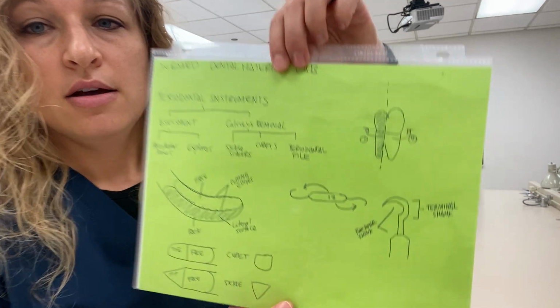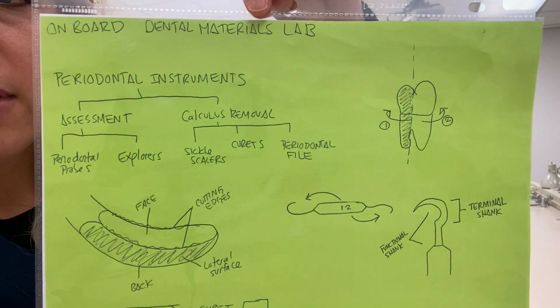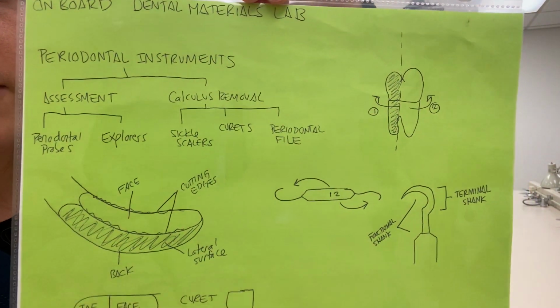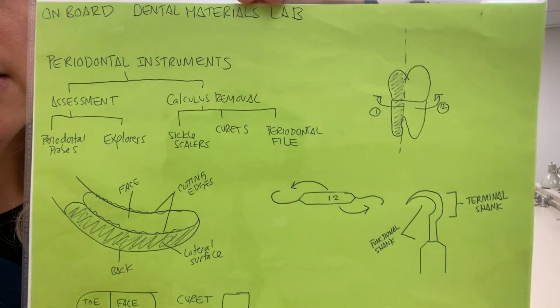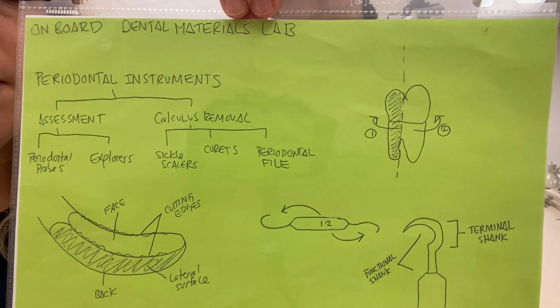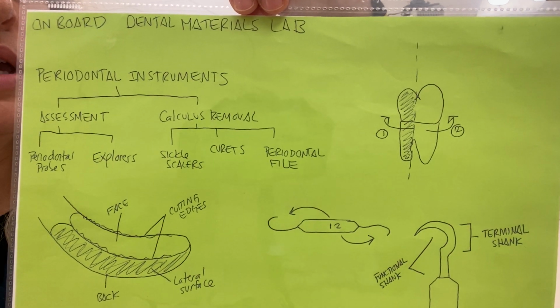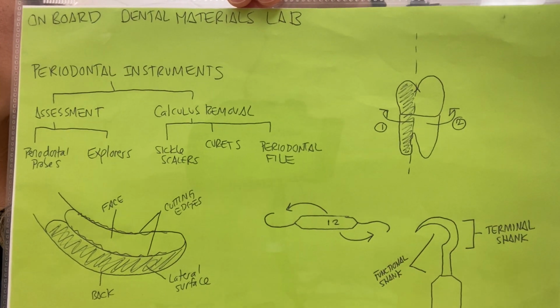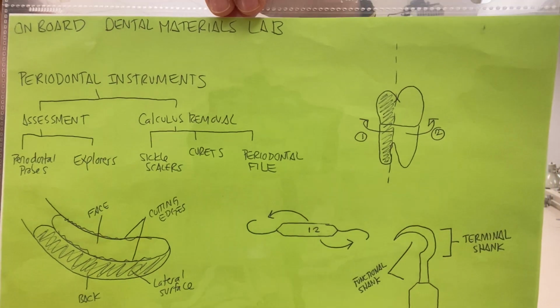Hi all. Okay, so we're going to talk about instrument design and classification first. I'm going to show you up close here what I usually draw on the board in the dental materials lab for clinic. So we have got periodontal instruments over here. And so this is what we've been learning about so far. There are different kinds and types, and that's what instrument design and classification means. Like certain things are made to do certain things.